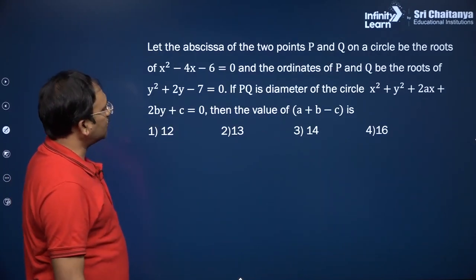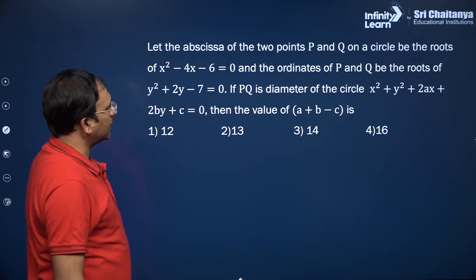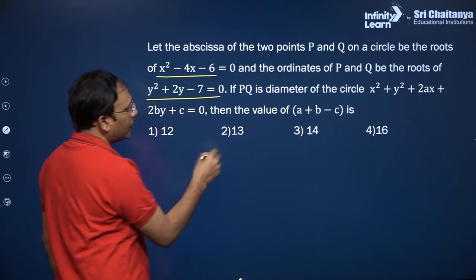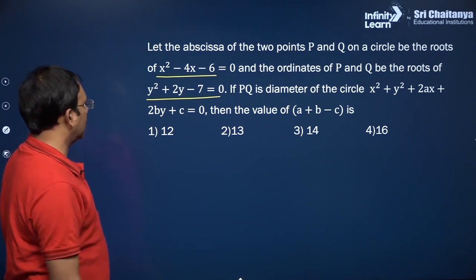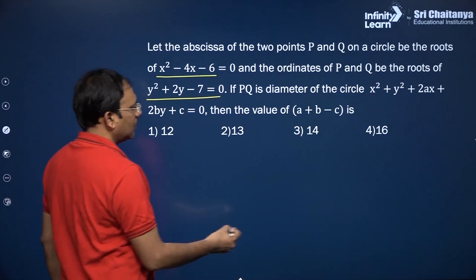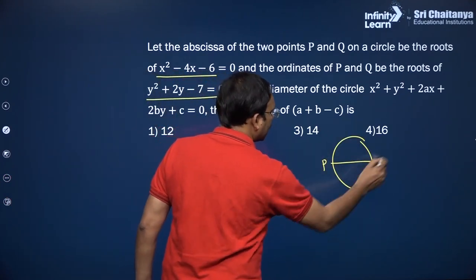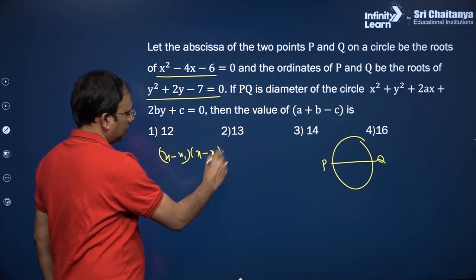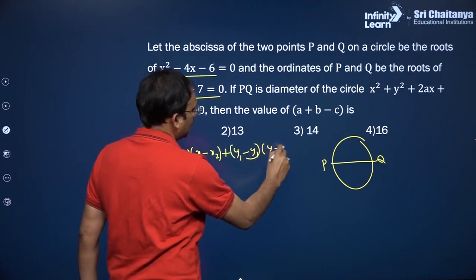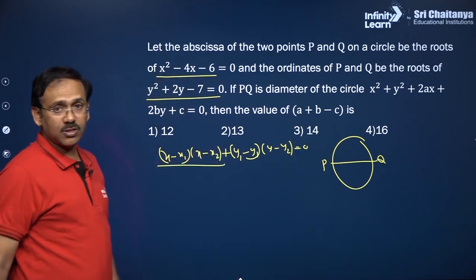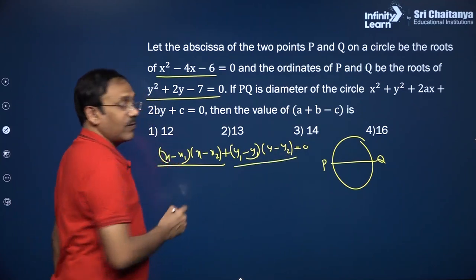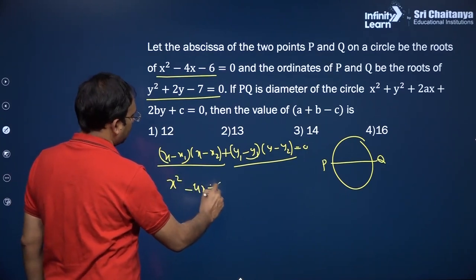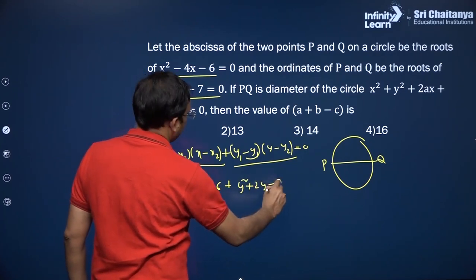Next, my dear friends, the abscissas of two points P and Q on a circle are roots of this equation, and the ordinates of P and Q are the roots of this particular equation. PQ is diameter of this particular circle, then value of A plus B minus C. My dear friends, I think you know, if P and Q are the ends of the diameter, the equation of the circle is going to be (x minus x1)(x minus x2) plus (y minus y1)(y minus y2) is equal to 0. That means the quadratic equation with roots abscissas of P and Q plus quadratic equation in y with roots ordinates of P and Q. So simply the circle equation you can write like x square minus 4x minus 6 plus y square plus 2y minus 7 equal to 0.